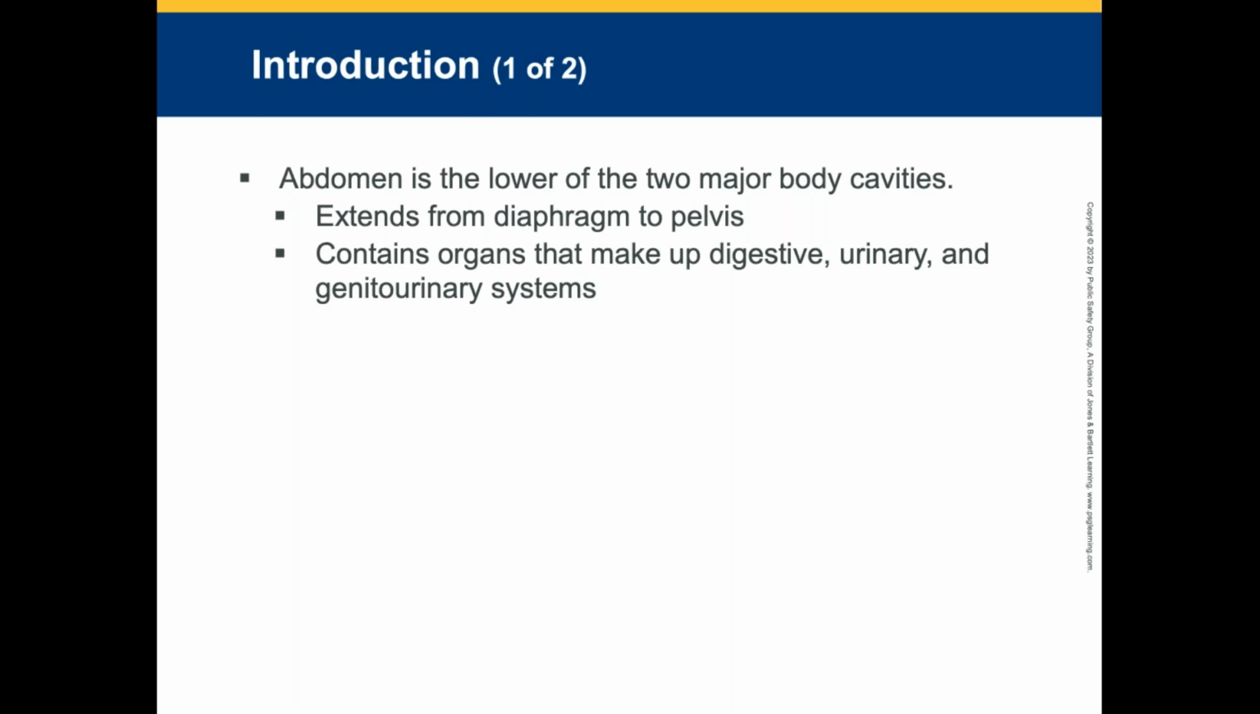So the abdomen is the lower of the two major body cavities. It extends from the diaphragm to the pelvis. It contains organs that make up the digestive, urinary, and genitourinary systems. Any of these organs may be injured, but some are better protected than others, depending on where they're located within the abdominal cavity and the thoracic cavity moving up, and what's protected and what's not.